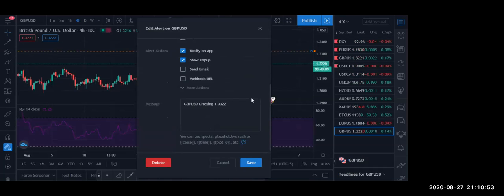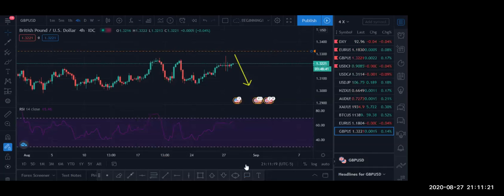TradingView will give you a message, especially if you got it on your phone. If you got the app, that's even better, because it'll send the same little alert or the same little ringtone to your phone. And then you can say GBP USD crossing 3322, or I usually say something like time to sell. That way I already understand what's going on. So that's pretty much all the basics at the top.